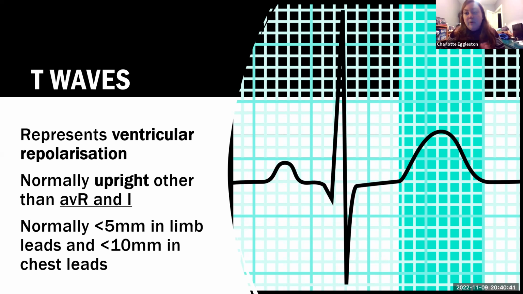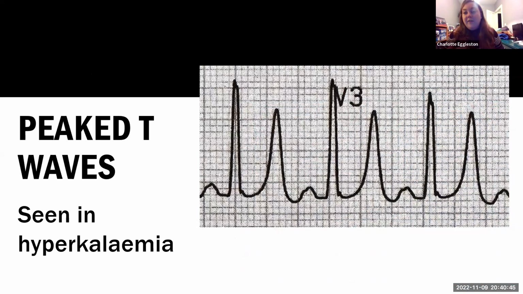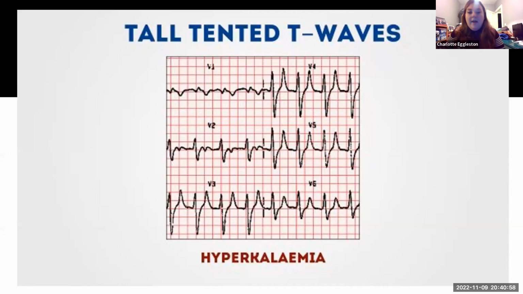So as long as it's in proportion, but if it's the same height as your QRS, then you can tell something's wrong. So obviously that doesn't look normal. The T wave is nearly as high as the QRS, and that would be our tall tented T waves in hyperkalemia. But we'll go over hyperkalemia and ECG tomorrow. So again, that's more tall tented T waves.